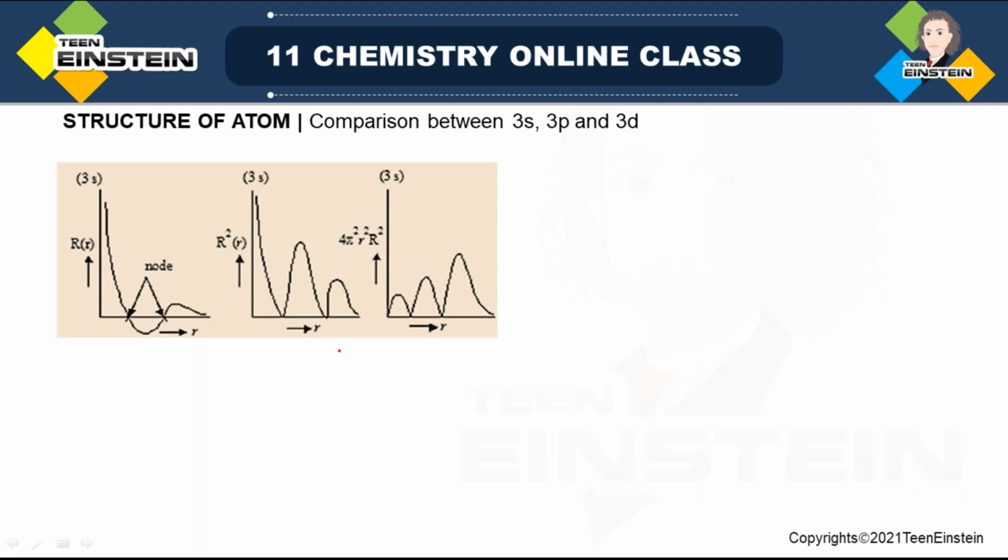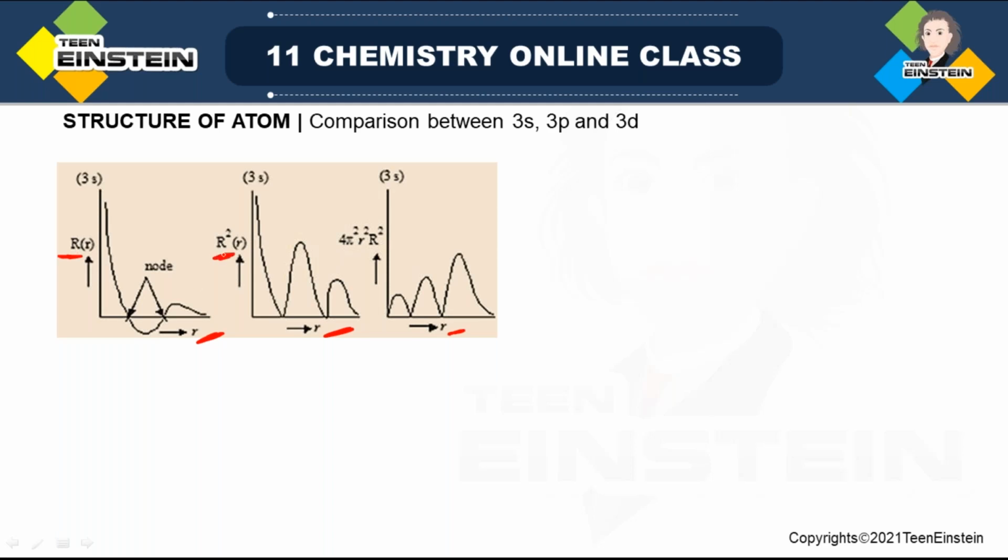Here, as you can see, 3s orbital is chosen. So 3 pictures are there. All are related to 3s. But what is the difference? Try to understand. In x-axis, it is r for all these 3 graphs. But in the y-axis, there is some difference. So here, radial part of the wave function, that is capital R, which is function of distance r. So that is why in bracket it is written small r.